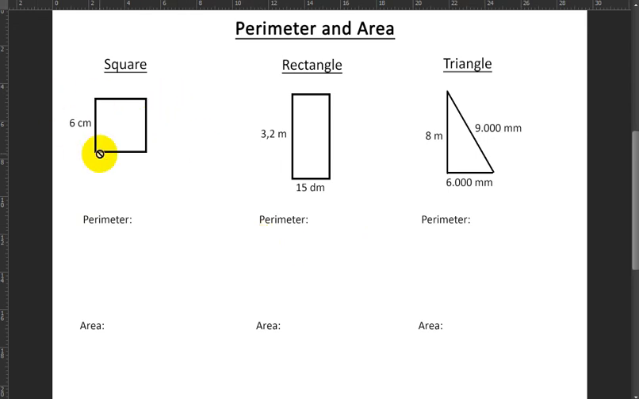So for the first one, we know that squares have all their sides equal. So since this side is 6 centimeters, this side will be 6 centimeters, and so will this side and this side. They're all 6 centimeters, right? So what I'm going to have to do to find the perimeter is add all four sides together. So 6 plus 6 plus 6 plus 6, or 4 times 6. 4 times 6 makes 24.